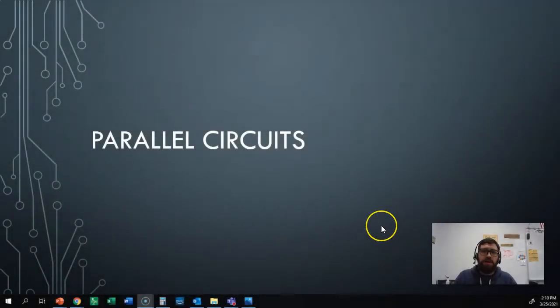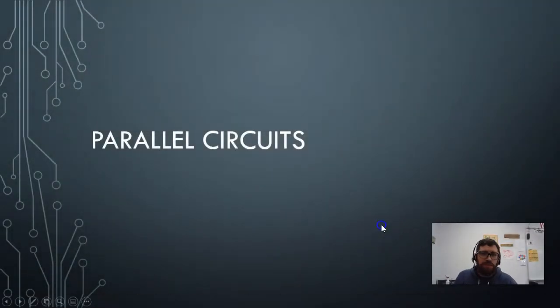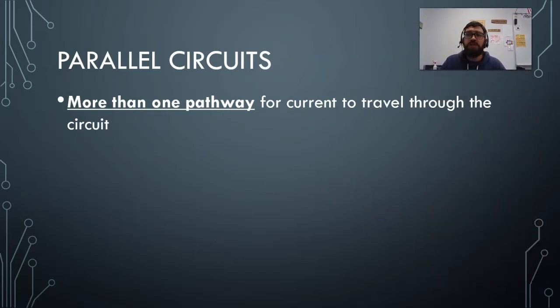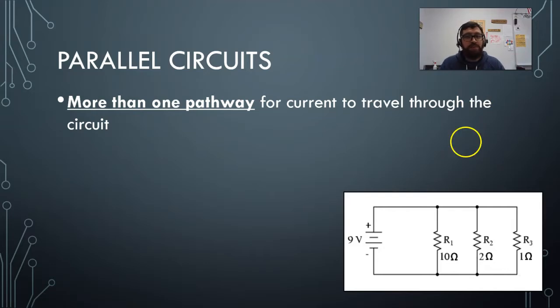All right, now let's talk about parallel circuits. A little more complicated with a parallel circuit because now instead of one pathway, there is more than one pathway for current to travel through the circuit, right? So in series, we only had one way for the electrons to get from the negative back around to the positive. Well, now we've got multiple pathways.